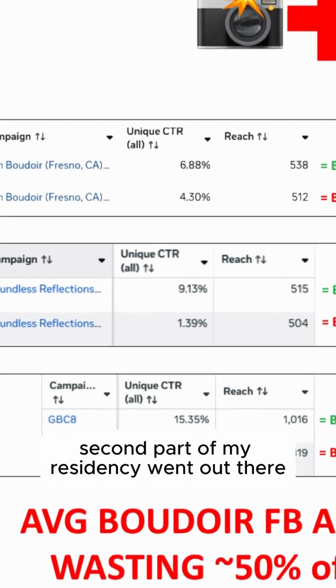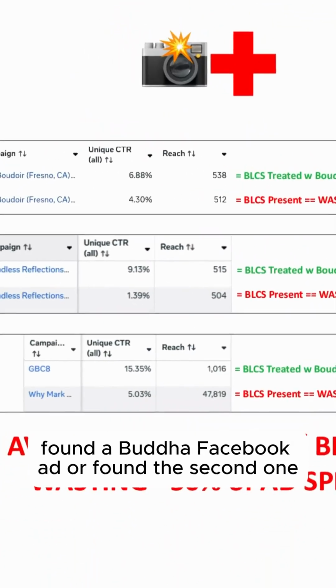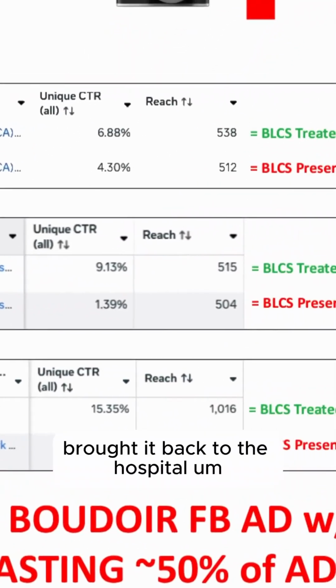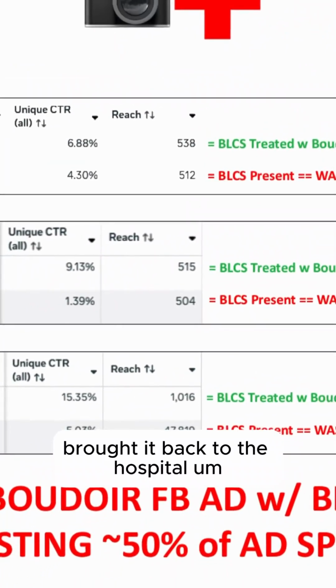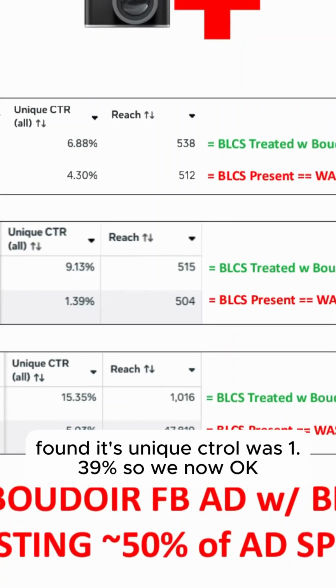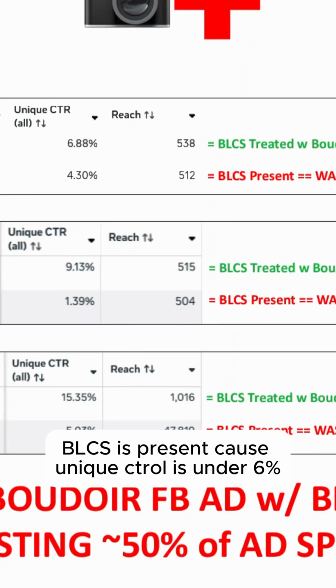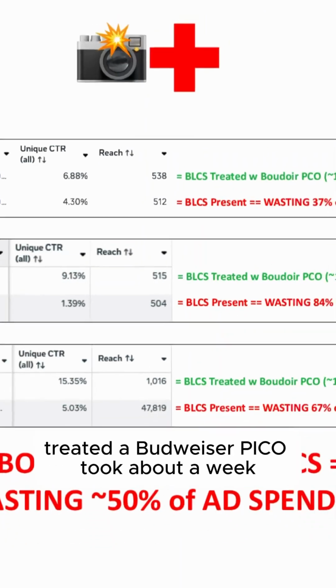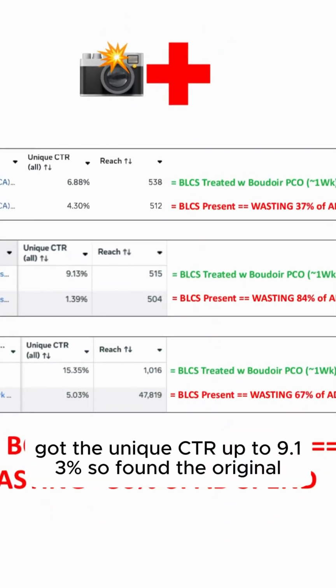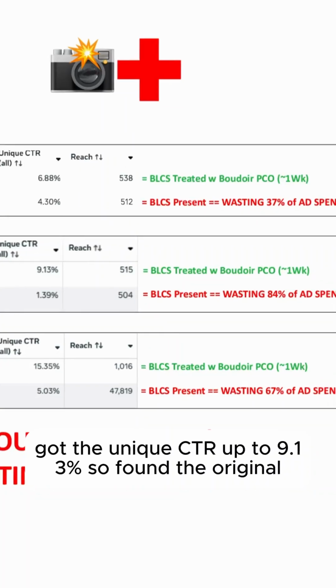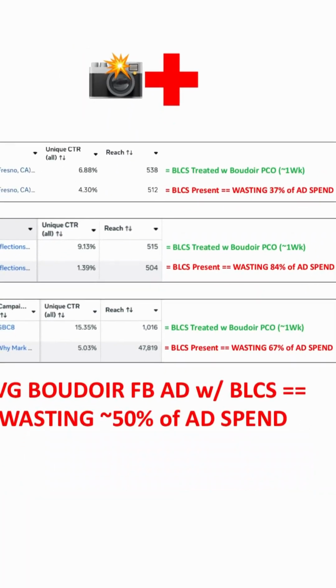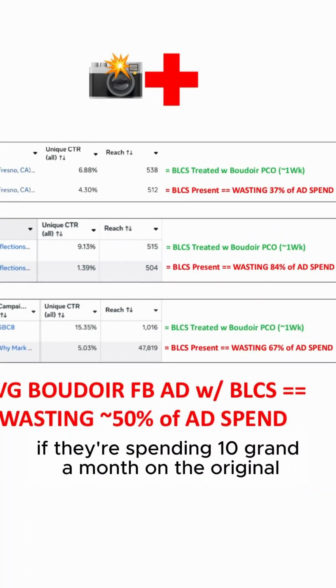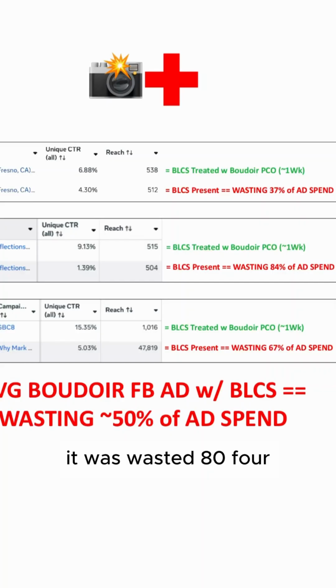Second part of my residency, went out there, found the second Boudoir Facebook ad, brought it back to the hospital, tested it, found its unique CTR was 1.39%. So we know, okay, BLCS is present because unique CTR is under 6%. And we duplicated it, treated with Boudoir Pico. Took about a week. Got the unique CTR up to 9.13%.